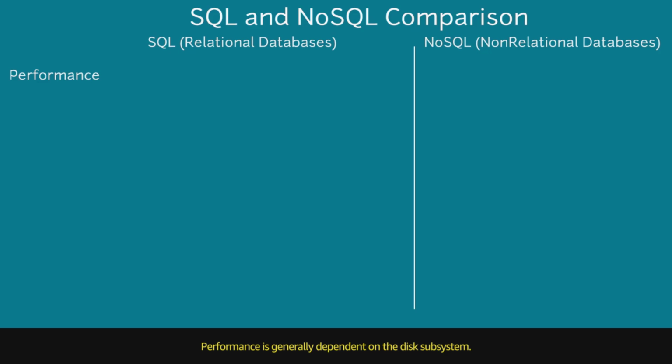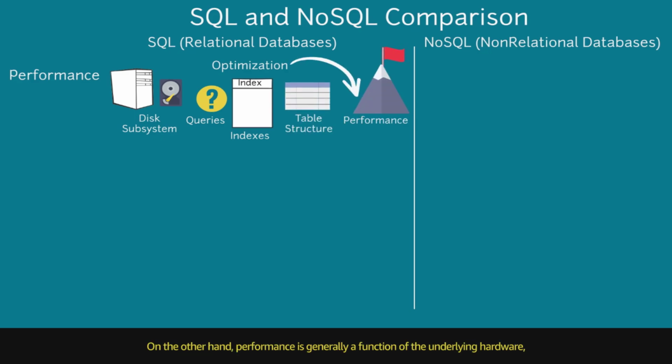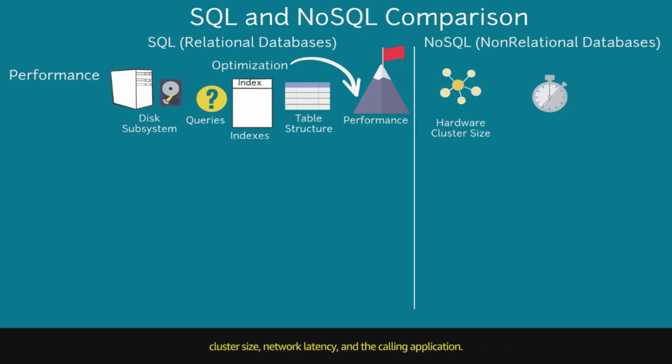Performance. Performance is generally dependent on the disk subsystem. The optimization of queries, indexes, and table structure is often required to achieve peak performance. On the other hand, performance is generally a function of the underlying hardware cluster size, network latency, and the calling application.